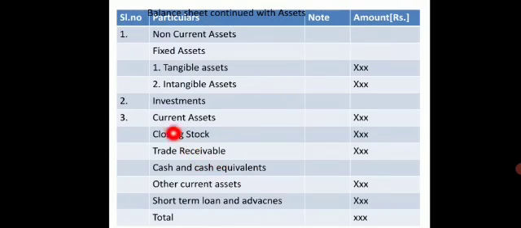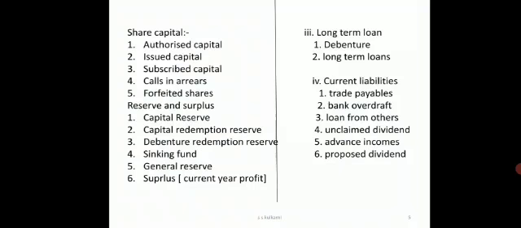So the total of A, B and C, that is fixed assets, investments and current assets, should be equal to the total of all my liabilities: capital, long-term and current liabilities. So both the amounts have to be equal at the end of the year.